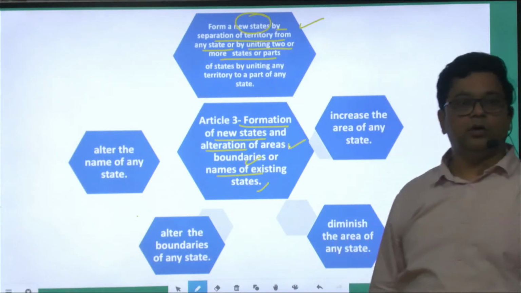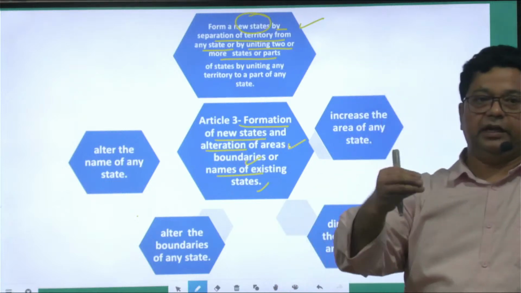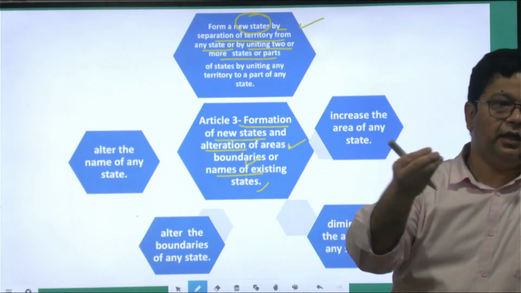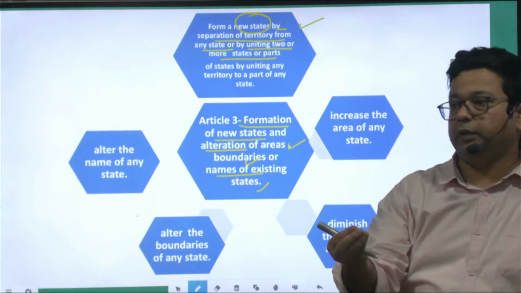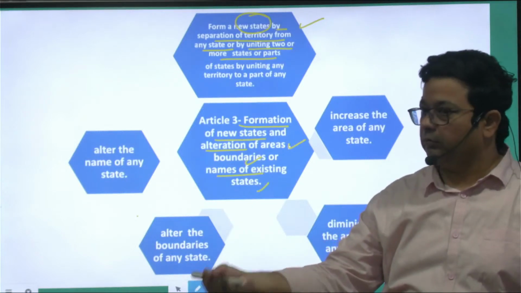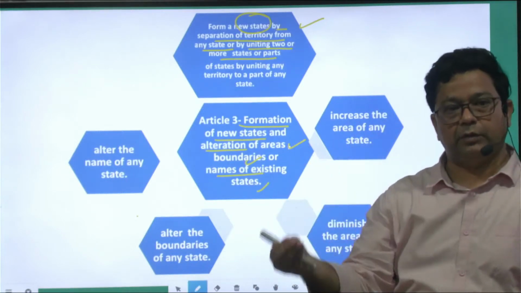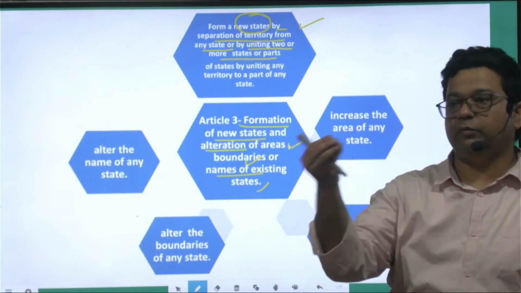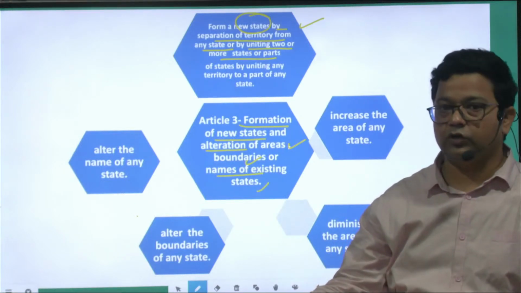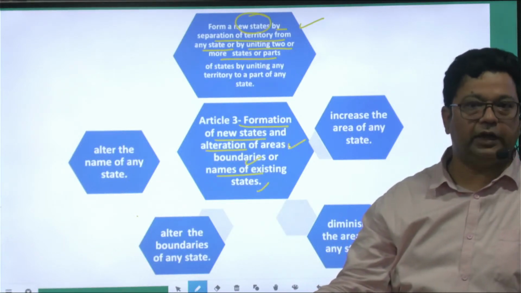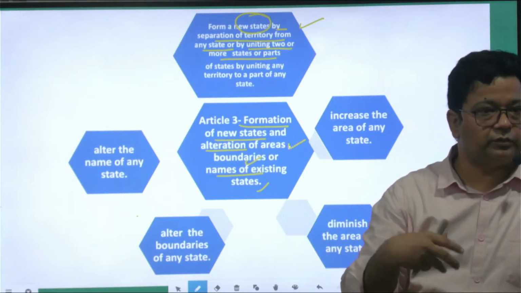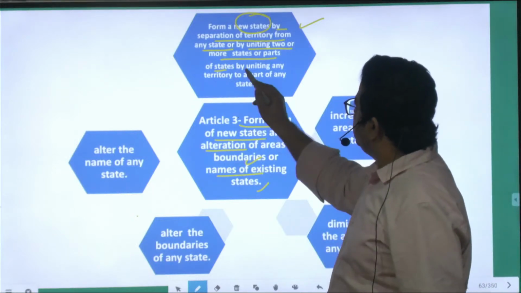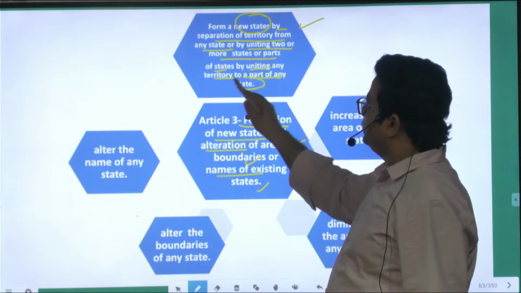So how will a new state be formed? By separating a state, like Andhra Pradesh and Telangana, Bihar and Jharkhand, MP and Chhattisgarh, UP and Uttarakhand. Madras was transferred to Tamil Nadu from Andhra Pradesh. Bombay was taken from Gujarat and given to Maharashtra. Yes or no? So this is how it can be done. This has been done by the Parliament.